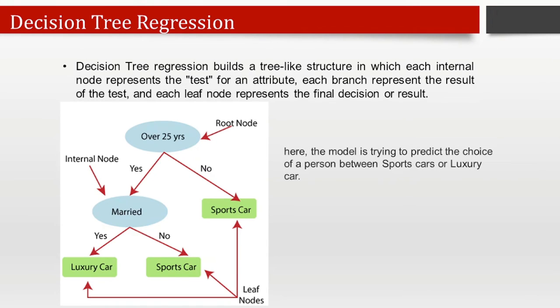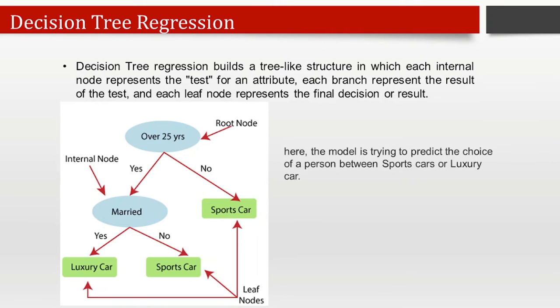Decision tree regression. Decision tree is a supervised learning algorithm which can be used for solving both classification and regression problems. It can solve problems for both categorical and numerical data. Decision tree regression builds a tree-like structure in which each internal node represents the test for an attribute. Each branch represents the result of the test, and each leaf node represents the final decision or result.